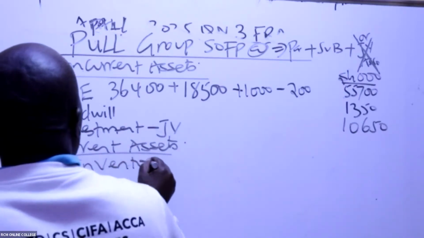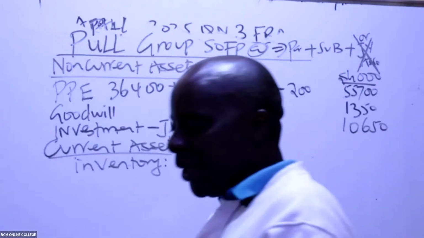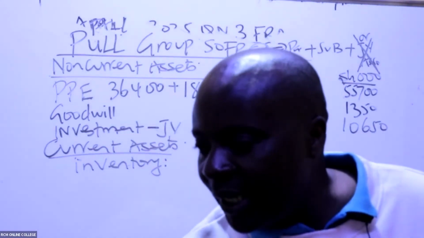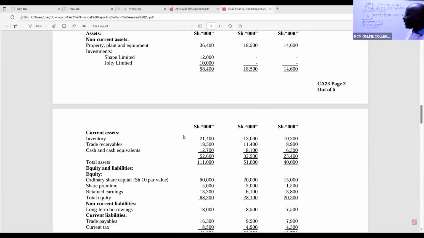Sasa current assets. Tunaanza na inventory. Tuna consolidate sasa. Unachukua inventory ya parent plus inventory ya subsidiary. Inventory ya parent, I can see 21,400 plus 13,000. Usikaseme hapa plus 10,200. Hiyo itakuwa umechukua mashemeji. Hapana, cousins only. Parent and subsidiary.